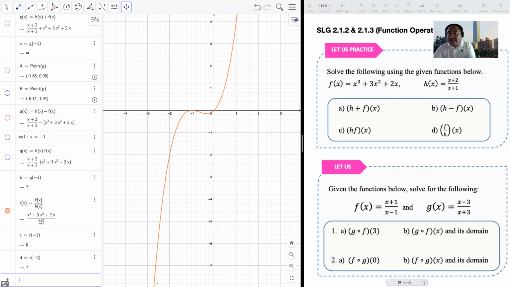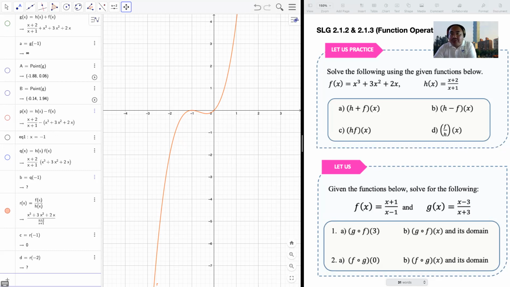So again, this quotient of two functions f over h has two restrictions. x cannot be -1 and x cannot be -2. Although you will see that GeoGebra is also limited in that respect because it shows you that the function must have a value at x equals -1, which should not be the case. It should not be the case.